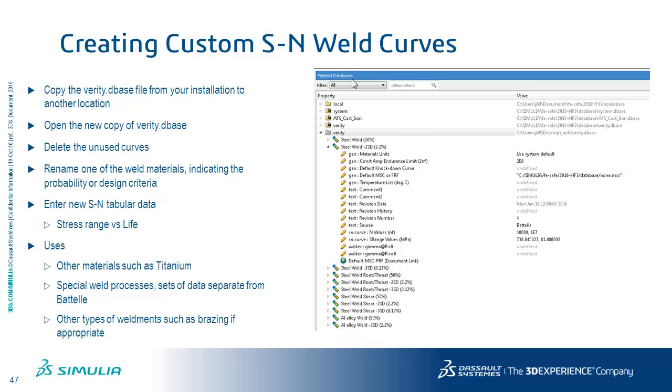Delete any unused curves, rename the welds, indicating the improvement process or probability design criteria, and then again enter the new SN tabular data. Again, this time in form of a stress range versus life. For Verity, we treat it separately, so in this case you enter the data as stress range, not stress amplitude. So you can add the improvement processes, as JK discussed, you can add new materials, and so on.